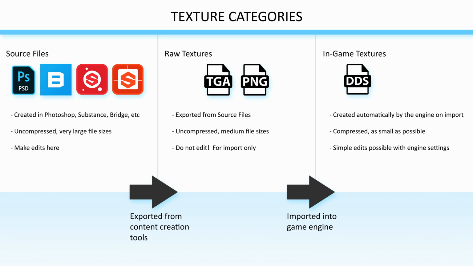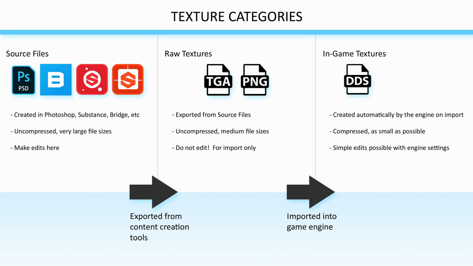These images are stored in a specialized compression format that is natively supported by the graphics memory and the GPU on your target platform. They're as small as possible, so they take up as little memory as possible. And the game engine has a few simple tools for adjusting textures at this stage, but again, generally, if you want to make adjustments, you want to go back to your source files and make adjustments there, then re-export your raw and re-import them into the game engine.